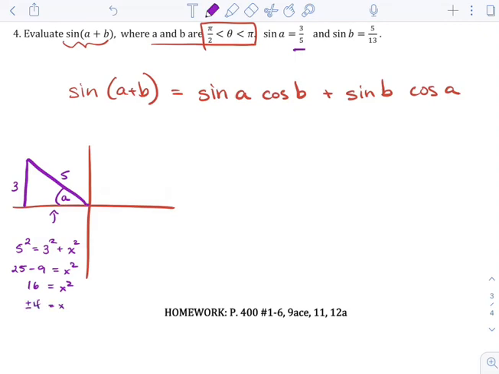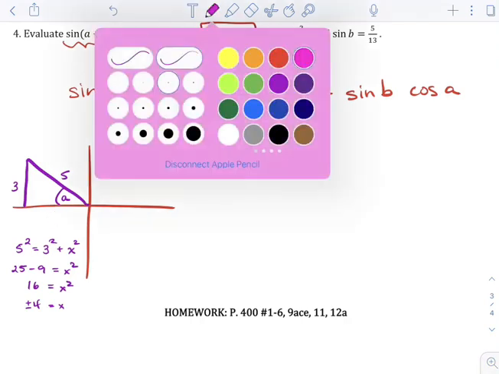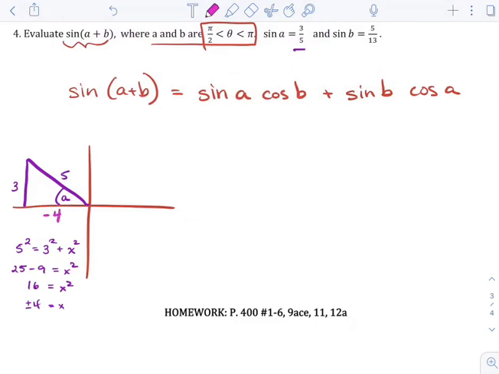Now, because we're to the left here, I know that x is going to be negative 4. So I'm going to use a different color to show that we found that one, but it's to the left, negative 4. So why do we go through all that? Well, now that I have this picture here, I can find sine of A, 3 over 5. I can find cos of A, negative 4 over 5. And I can find tan of A, 3 over negative 4, opposite over adjacent.